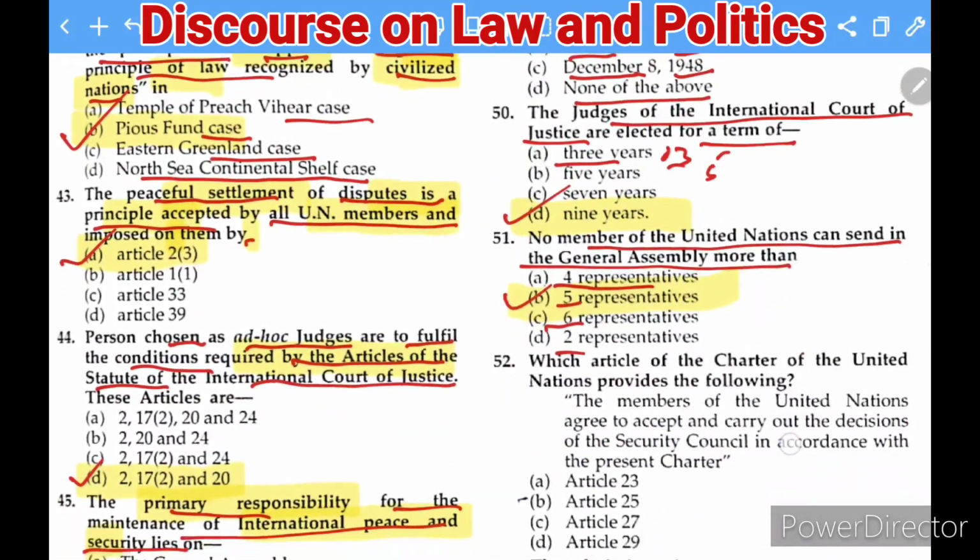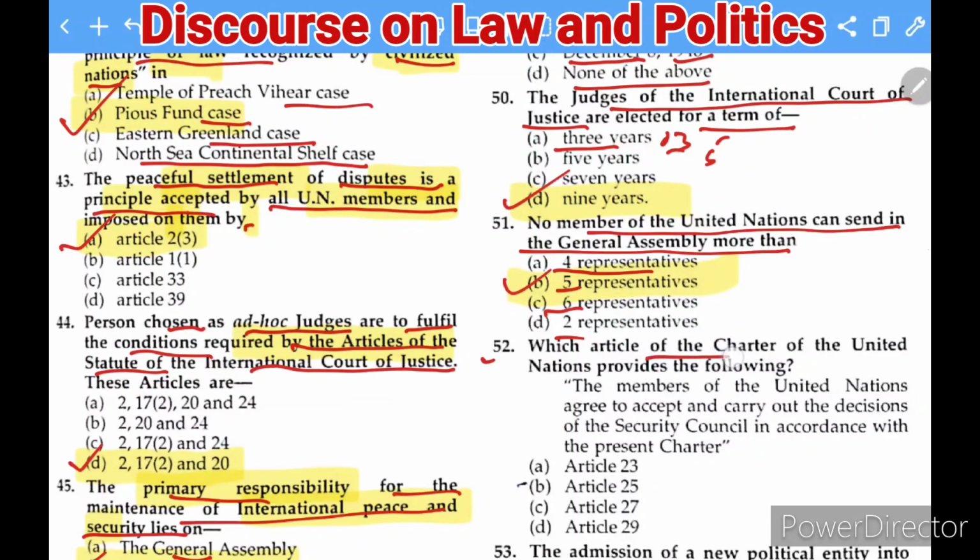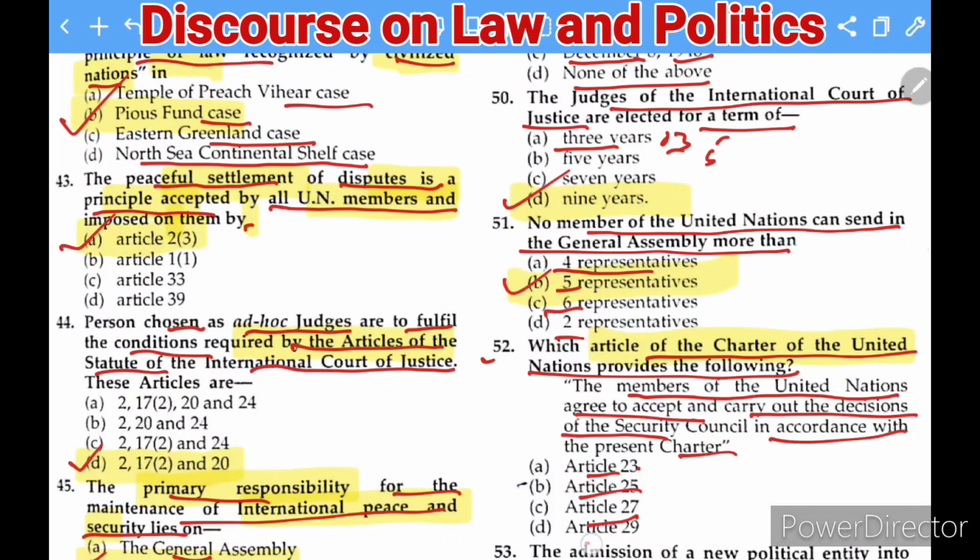Next question. Which article of the Charter of the United Nations provides the following? The question is: the members of the United Nations agree to accept and carry out the decisions of the Security Council in accordance with the present Charter. The options given are Article 23, Article 25, Article 27, and Article 29. Which is the right answer? Give your answer in the comment box. I am waiting for a response. The right answer is Article 25.